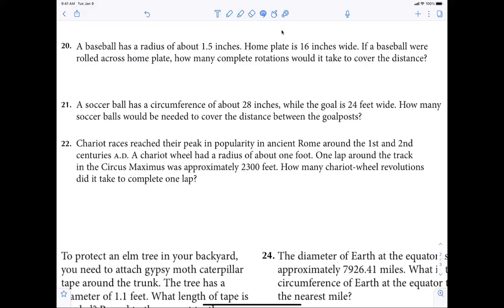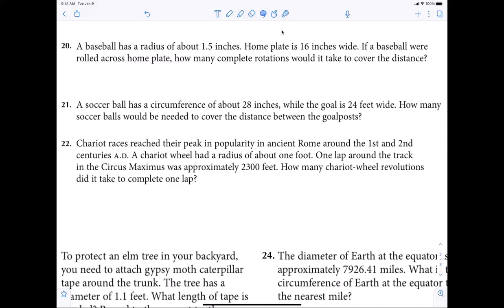So a baseball has a radius of about 1.5 inches. Home plate is 16 inches wide. If a baseball were rolled across home plate, how many complete rotations would it take to cover the distance?